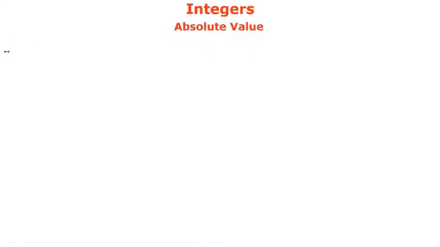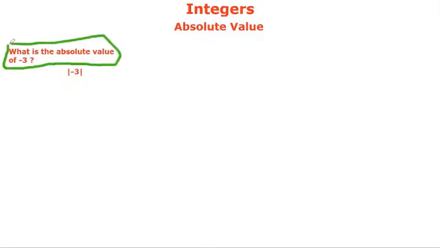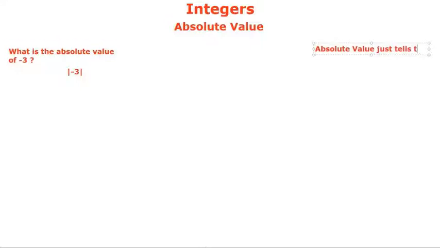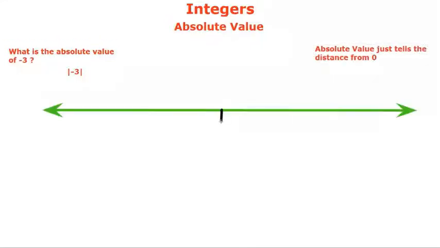Our first question will be, what is the absolute value of minus 3? We will write it like minus 3, but there will be one vertical bar to the left and one vertical bar to the right of minus 3. This shows how to represent the absolute value of minus 3. Absolute value just tells us the distance from 0.